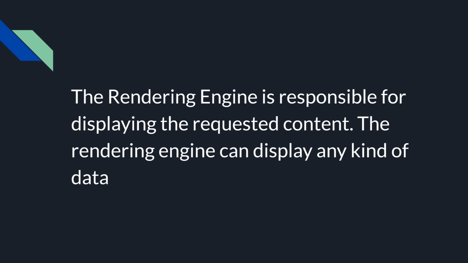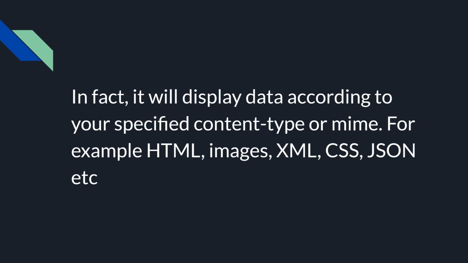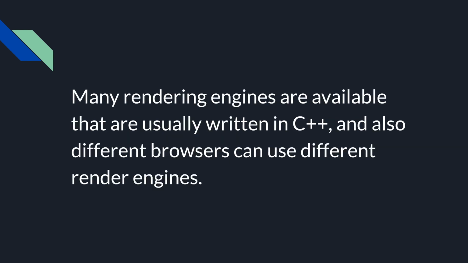The rendering engine can display any kind of data. Don't think that the rendering engine displays only the HTML content. In fact, it will display data according to your specified content type or the MIME type. So you know about this content type header. It will display the data according to your specified content type or MIME type, for example HTML, images, XML, CSS, and also JSON, etc. All of this data will be displayed in the browser using the rendering engine only.